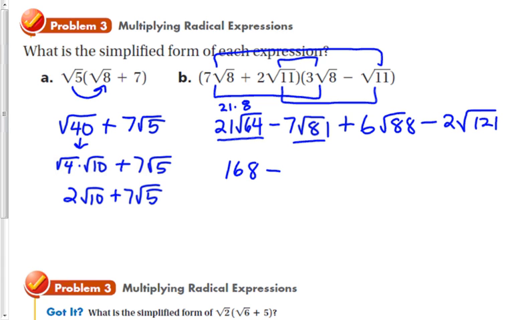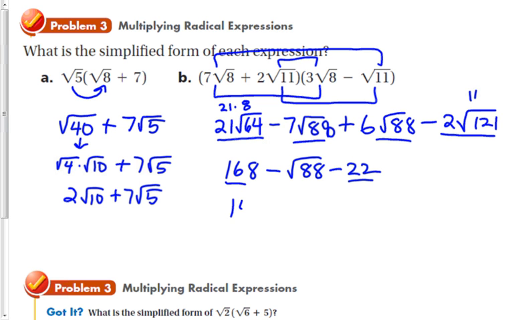These are like terms. I can combine them. They both have the square root of 88. And so I'm just going to combine negative 7 plus 6, which is negative 1, square root of 88. And 2 times the square root of 121: the square root of 121 is 11, and 2 times 11 is 22. The 168 and the 22 are like terms, so I can combine those.